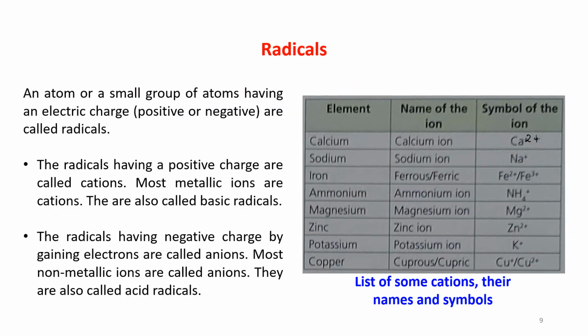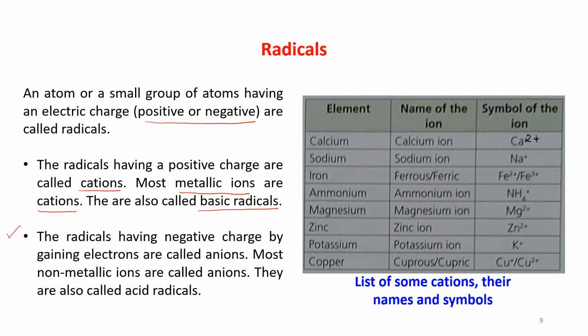What are radicals? An atom or a group of atoms having an electric charge, that is positive or negative, are called radicals. The radicals having a positive charge are called cations. Most metallic ions are cations. They are also called basic radicals.